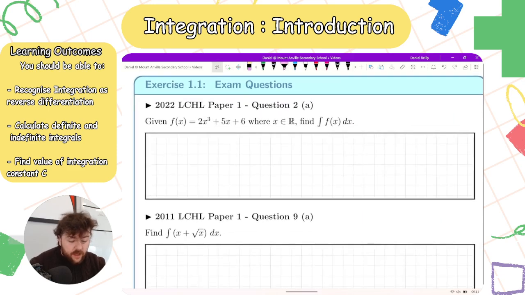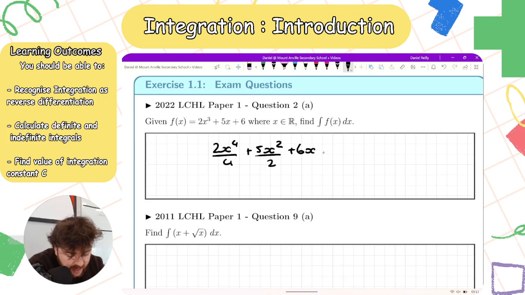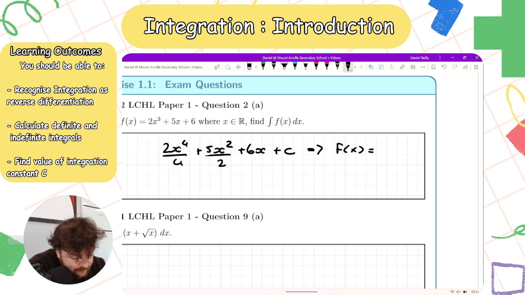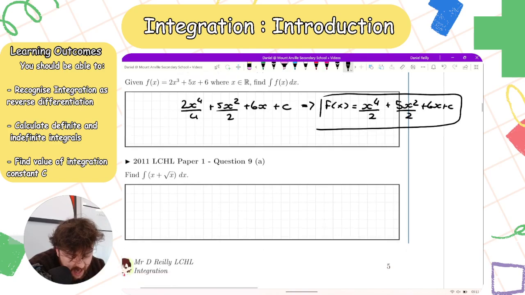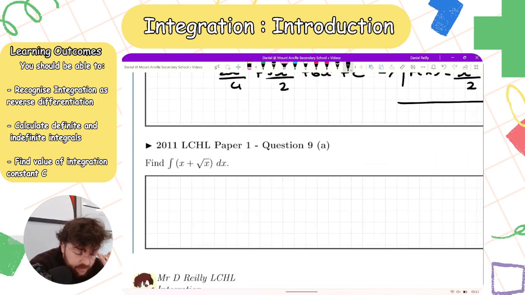From 2022, find the integral of f of x equals 2x cubed plus 5x plus 6. Find the integral. Well, that would be 2x to the power of 4 all over 4 plus 5x to the power of 2 all over 2 plus 6x plus c. And that will be equal to x to the power of 4 all over 2 plus 5x squared all over 2 plus 6x plus c. Stunning.